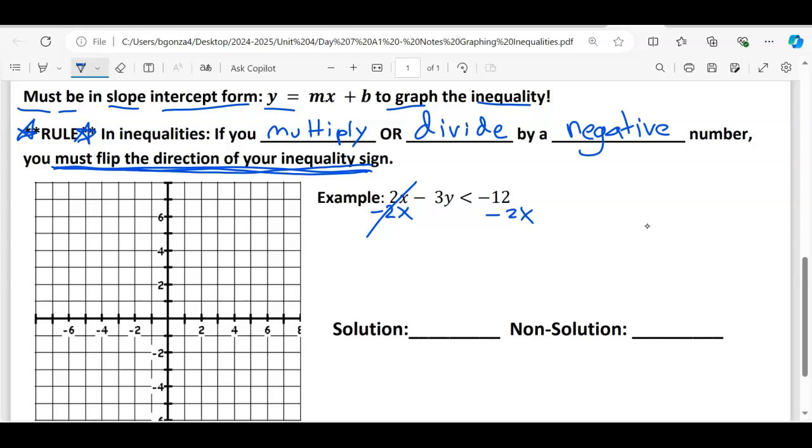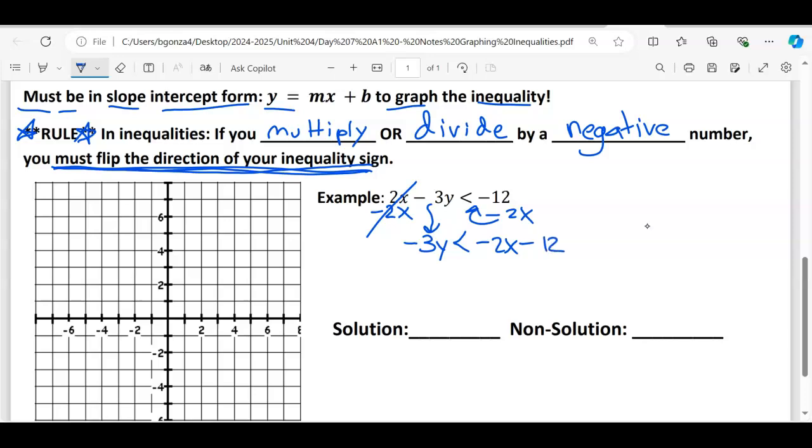Be careful right here. What you bring down, it's not just 3y, it's that minus or negative 3y. Cool. Now, all I did was subtract. That does not change your sign. So it's still going to be a less than symbol. But remember, I'm going to put the mx in front of the b. So negative 2x goes first, minus 12 goes second.